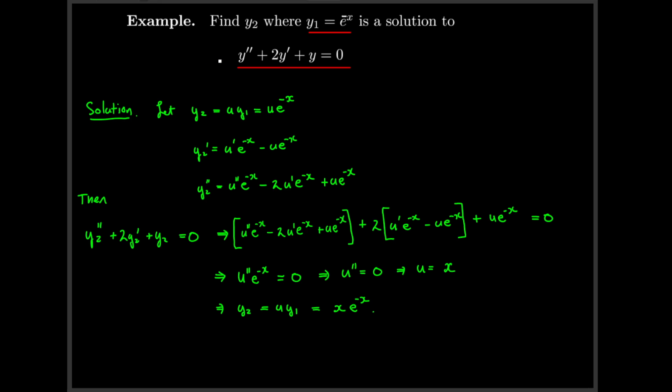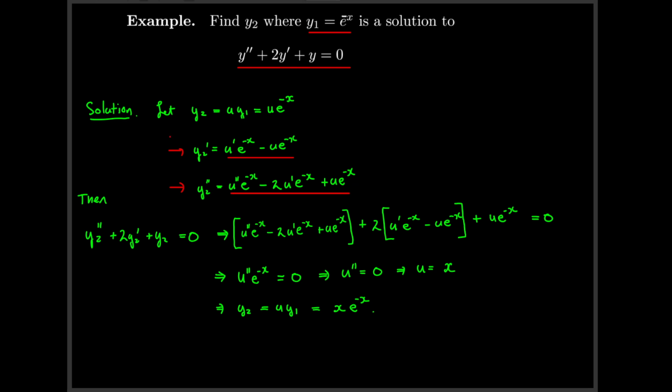Then, because we want y2 to be a solution, we're going to substitute it into this equation up here. So we have to actually compute the derivatives, which is what's happening here. So the derivative of y2, because this is a product of two functions, is just given here. And then this is a difference of a product of two functions, and so the derivative of this, if you compute it, will end up being this.